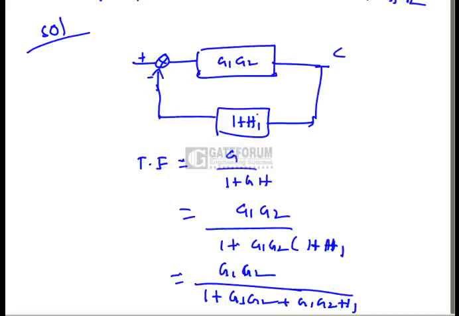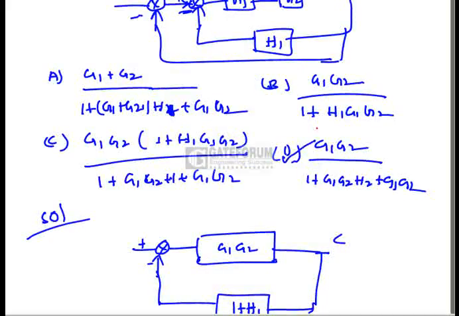So what is your answer? Obviously the option will be D. We have to go for option D. Option D indicates G1, G2 by 1 plus G1, G2, H2 plus G1, G2. So the option is here.